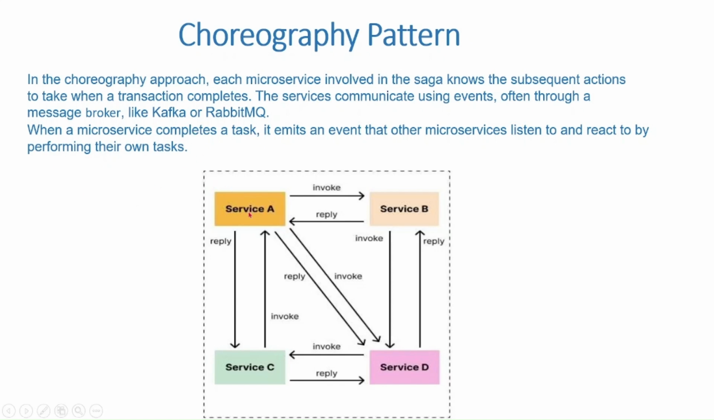You can see that services like service A interact with service B using a message broker. They send their messages to the message broker. When a microservice completes a task, it emits an event that other microservices listen to and react to by performing their own task. So if a microservice is successful, it sends a success event. If it fails, it sends a failure event, and according to that, other microservices execute their tasks.